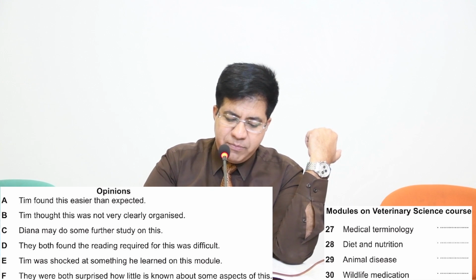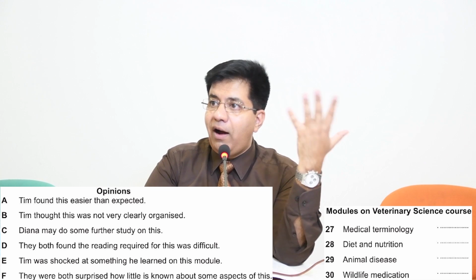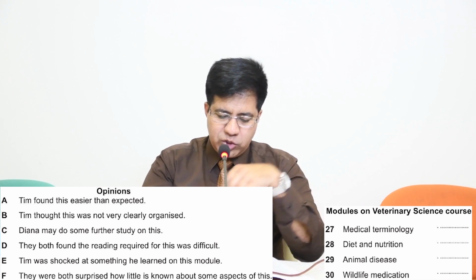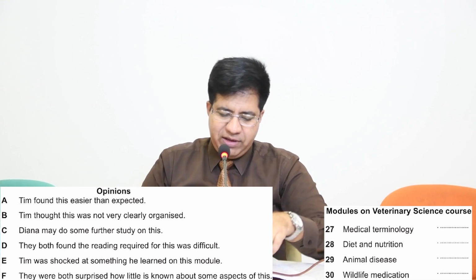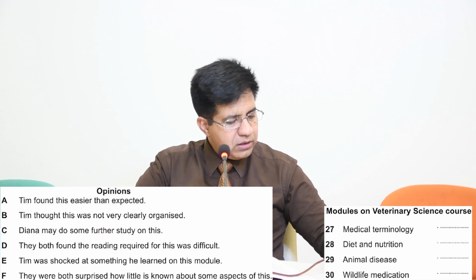That is option A. Tim found this easier than expected. Expected hard, but he found it quite straightforward. That is easier than expected. So A is the answer for question number 27. Now, question number 28, diet and nutrition.